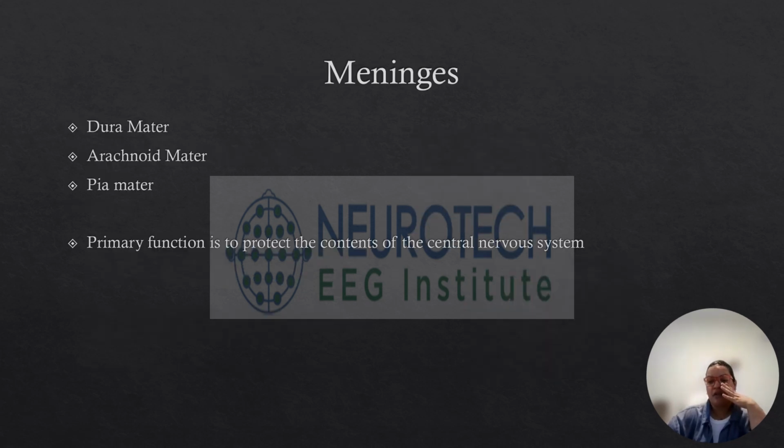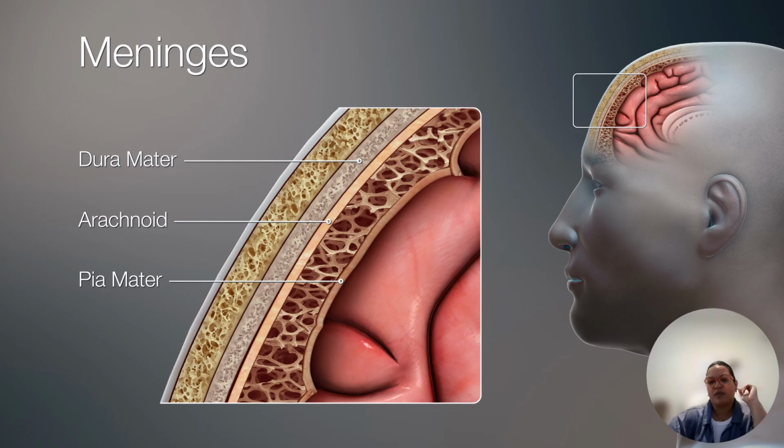So meninges, there are three layers of meninges: the dura mater, arachnoid mater, and pia mater. And this is from the most superficial one to the inner one. So dura means hard in Spanish or Latin. So it's the hardest layer of the three. And then the arachnoid is the one that is in the middle, and the pia is the one that is surrounding, directly in contact with the brain. And the primary function, obviously, is to protect the contents of the brain and the spinal cord.